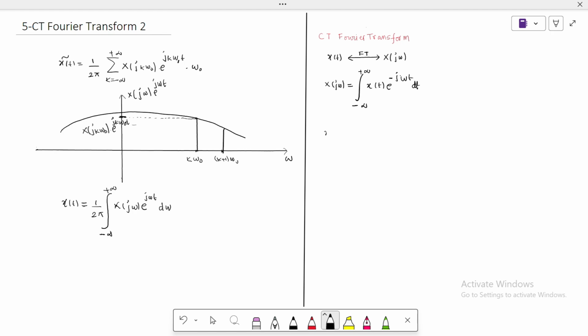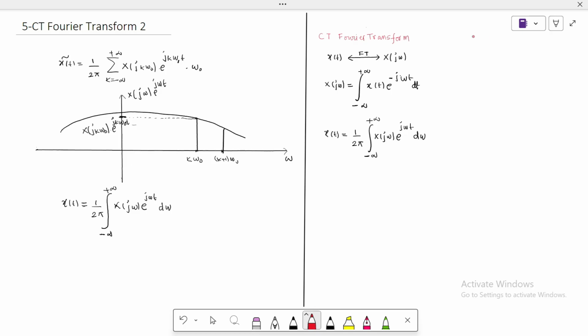The corresponding signal in time domain, x of t, equals 1 by 2 pi times the integral from minus infinity to plus infinity of x of j omega into e power j omega t into d omega.